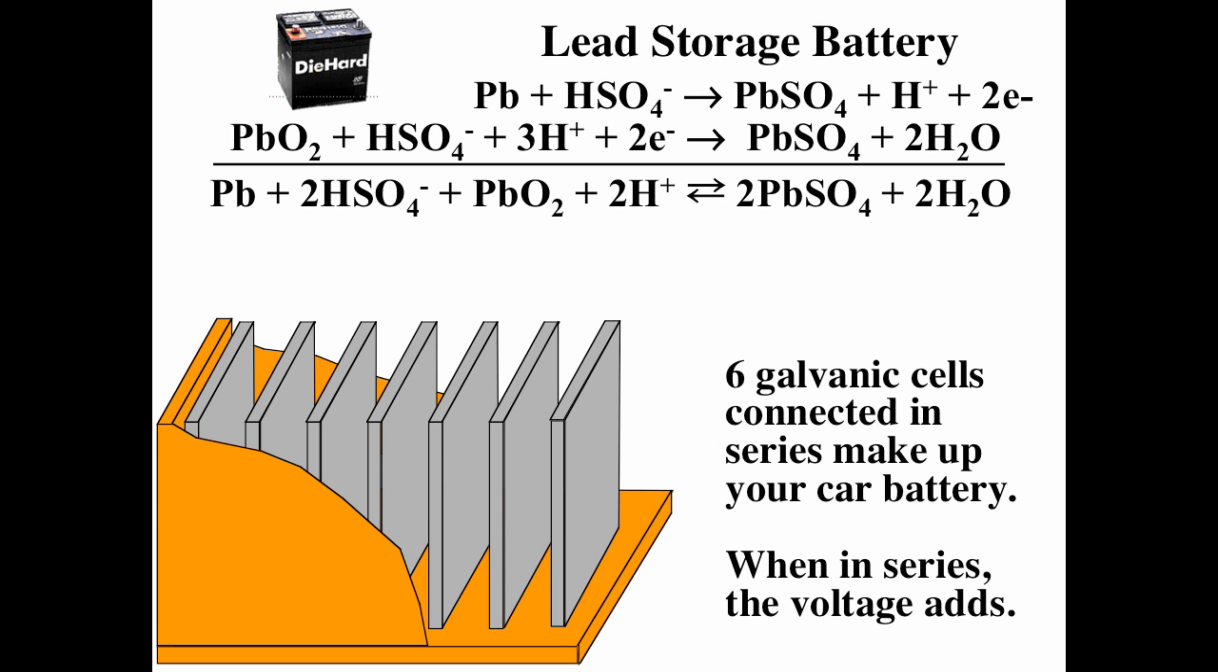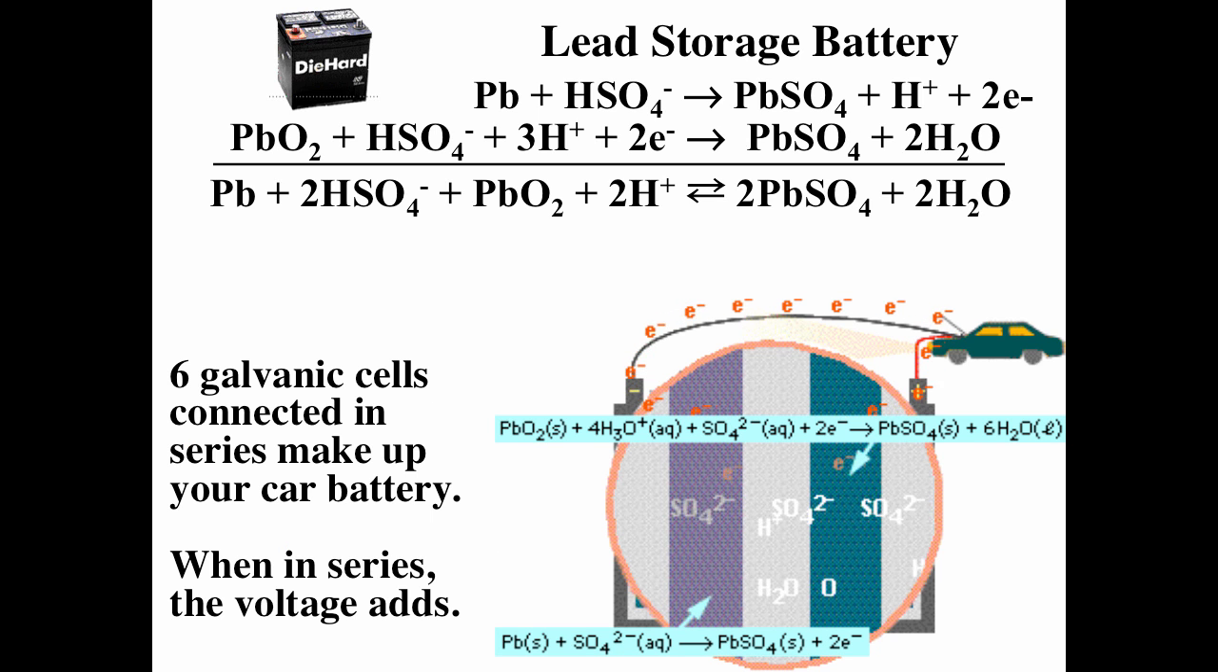Now, the car battery is actually 6 galvanic cells connected in series. Each cell produces about 2 volts, and so together that's 12 volts. A 12-volt automobile battery is actually made of 6 cells connected in series. Each cell produces about 2 volts by the reduction of lead dioxide at the cathode and the oxidation of lead metal at the anode. This is a comproportionation reaction. The products of both the oxidation and reduction half reactions are lead(II) sulfate.